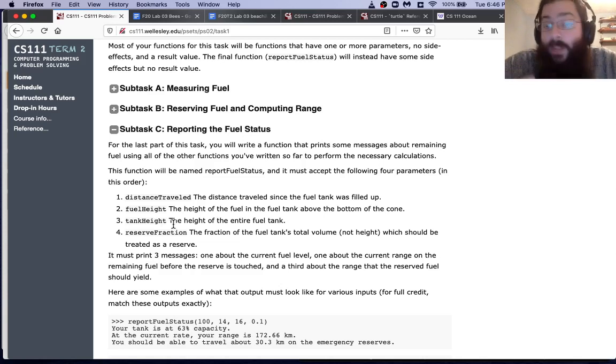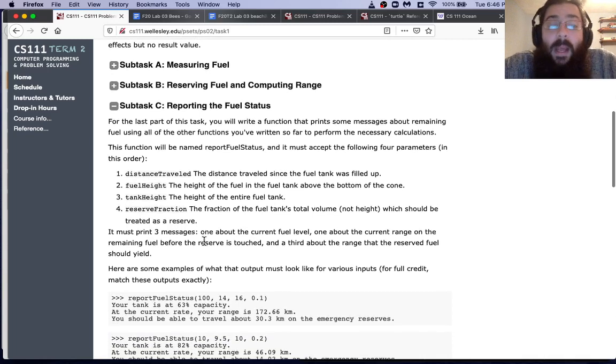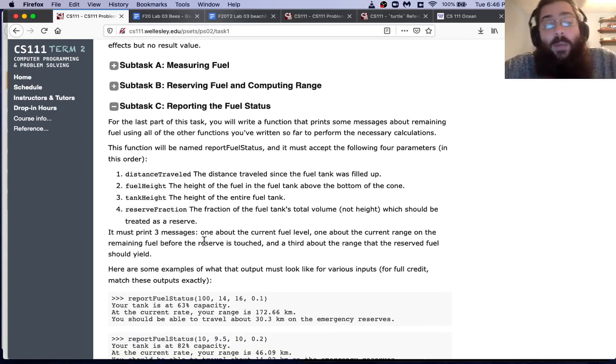When we really have like 21% left, if the reserve fraction were 20% or 0.2. Okay, and what does this function have to do? Well, it has to print 3 different messages. One about the current fuel level, one about the range remaining before the reserve comes into play, and a final message about how much range the reserve fuel will give us, just in case we get into that situation, or maybe we're already in that situation where we've burned through all the fuel, it's reporting empty, and we want to know, hey, how far can I go to find gas?